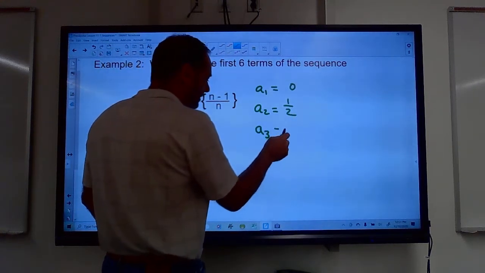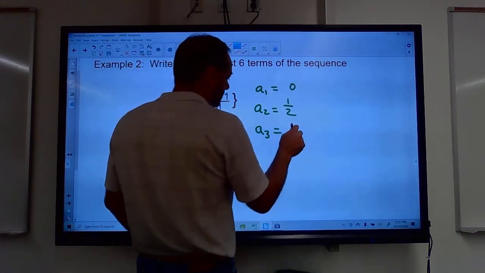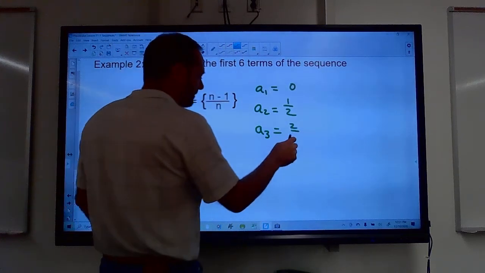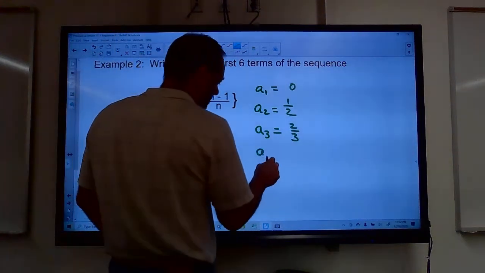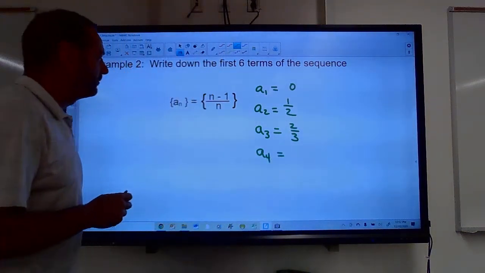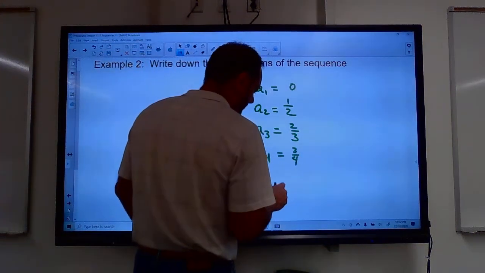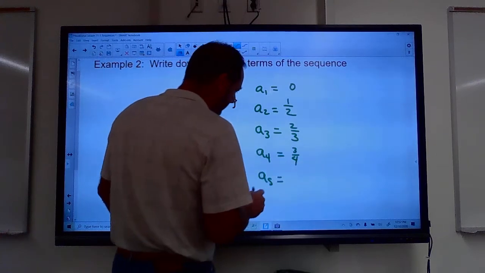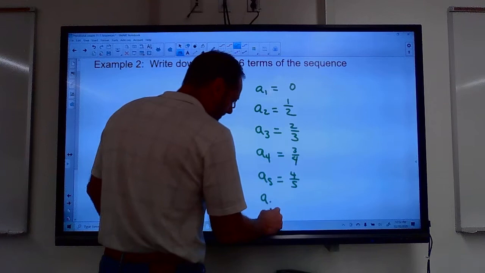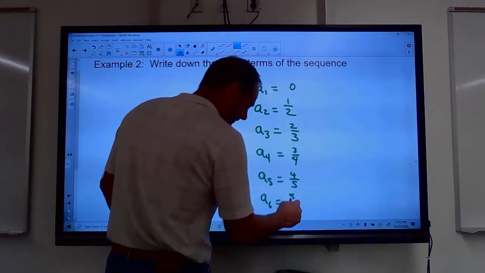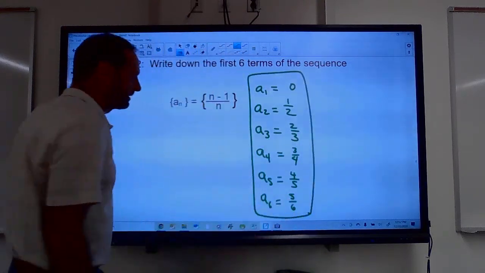A sub 3 would be 3 minus 1 would be 2 divided by 3, which would be 2 thirds. A sub 4 would be 4 minus 1 would be 3 divided by 4. A sub 5 would be 5 minus 1 would be 4 divided by 5. And A sub 6, I'm sure you can see the pattern by now, is going to be 5 sixths. Okay, so there's my solution. There's my first six terms.